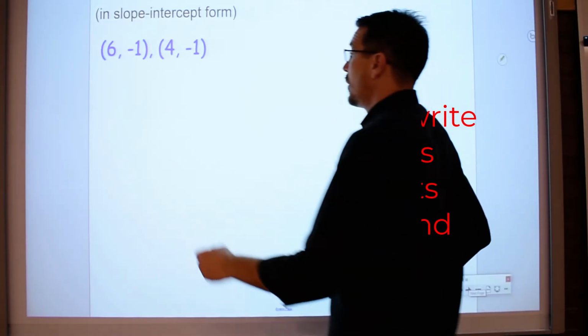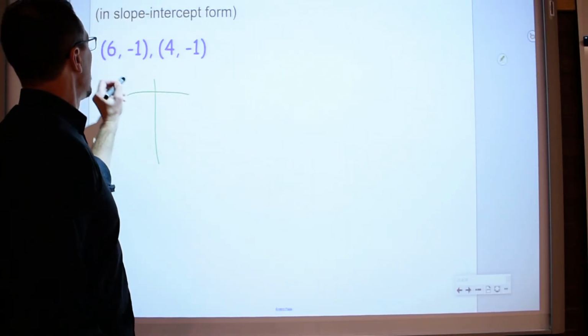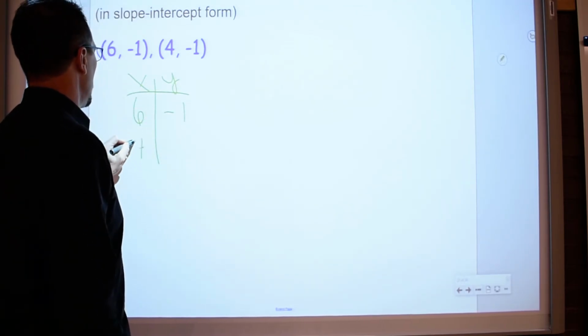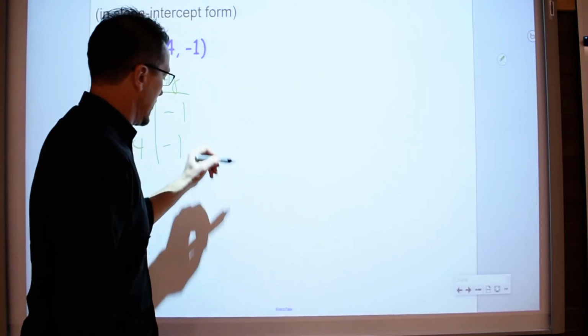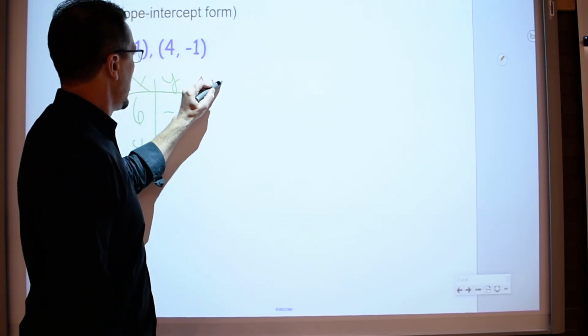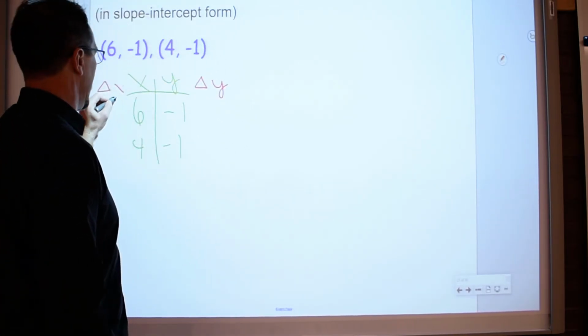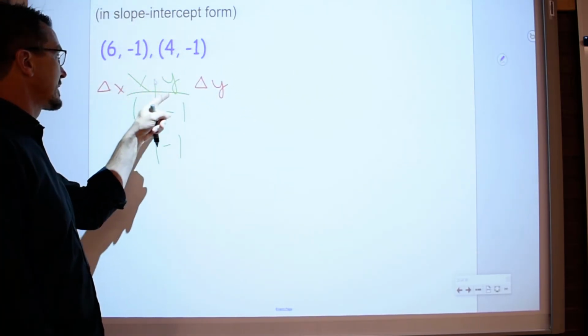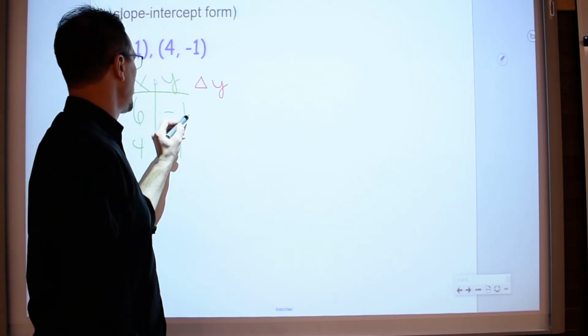All right, so again, I make a table. X and Y, and I put my points in. 6, negative 1, 4, negative 1. The change in y over the change in x. People say, why do you write that down over and over again? Because it's not the y and it's not the x, it's the change in them. And people mess that up all the time.